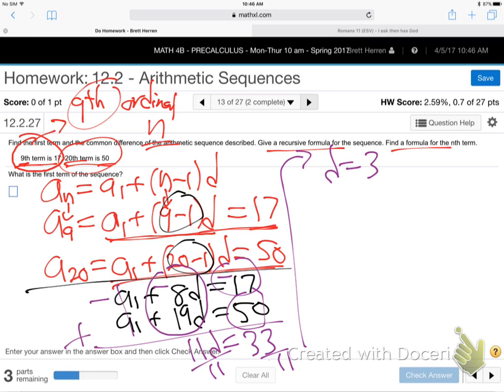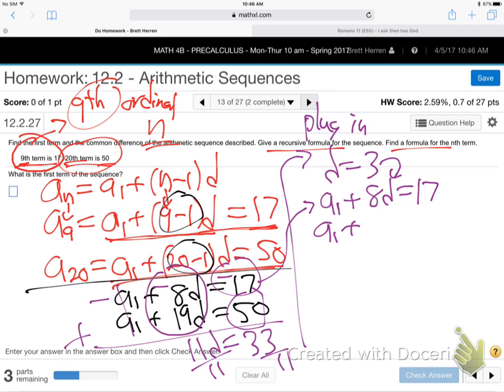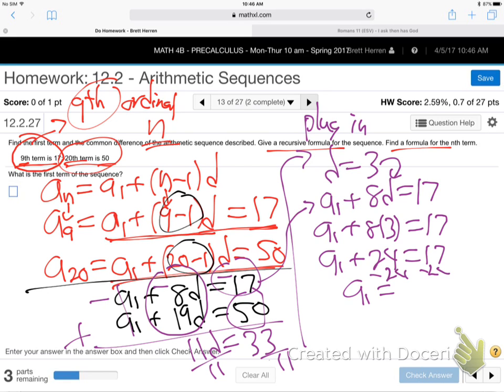Now that I got 3, I can get A1, right? Plug it in. Plug in D equals 3. Where? Anywhere you want. I'll just grab this formula before I did the negative. A1 plus 8D is 17. Plug in the 3. A1 plus 8 times 3 is 17. A1 plus 24 is 17. A1 is just subtract 24 from both sides. And I don't know what you get. Minus 7. A1 is minus 7.